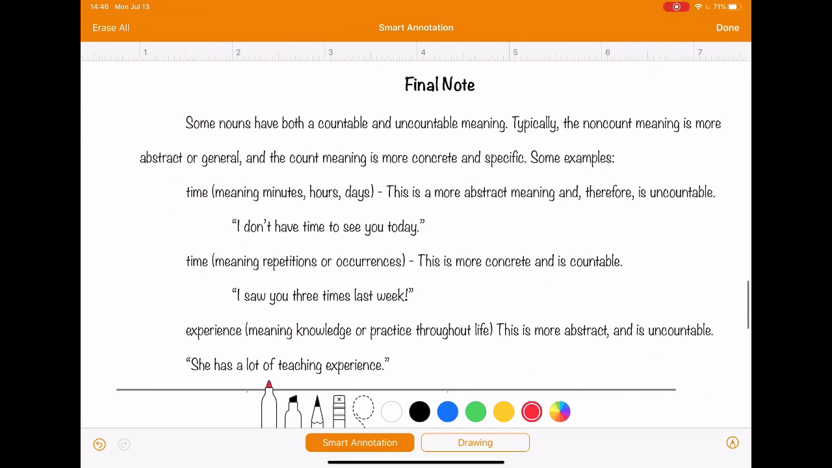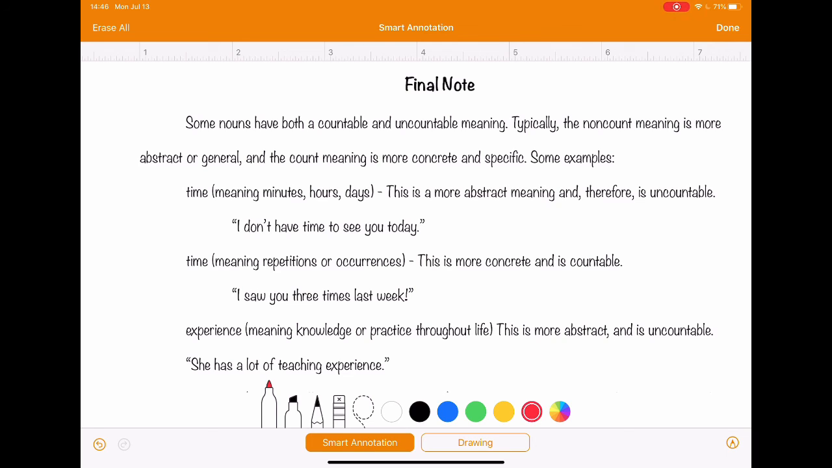One final note about uncountable nouns is that some nouns actually have 2 meanings, a countable meaning and an uncountable meaning. And typically, the non-count meaning is more abstract or general, more of a concept or idea, and the count meaning is more concrete and specific. Here are some examples of that. Time. Time has 2 meanings. The first meaning, when I mean minutes, hours, days, this is a more abstract meaning and therefore it is uncountable.